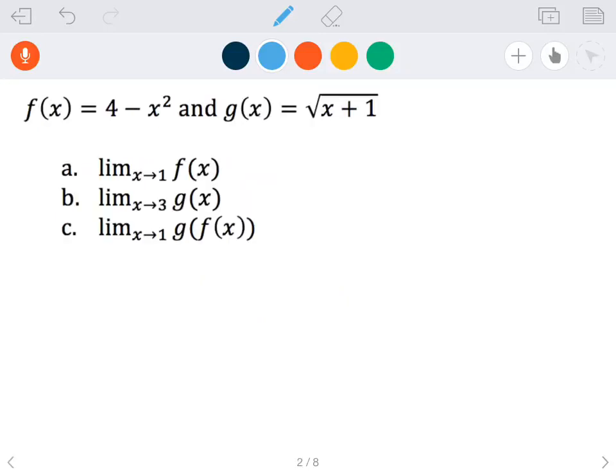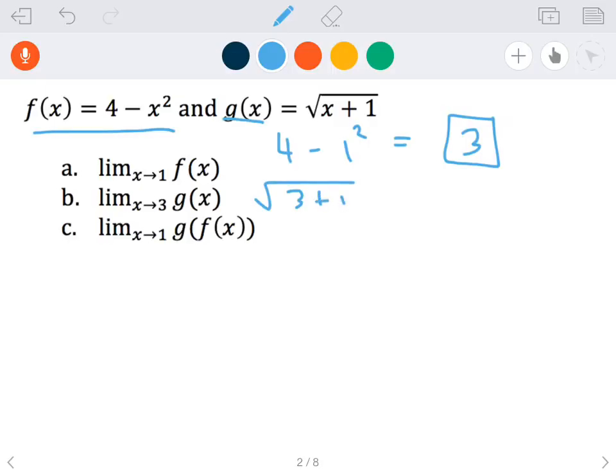So let's look at another example. This is one with the composite function. See that on C, where we've got g of f of x. But let's go through them one at a time here. On A, it says the limit as x approaches 1 of f of x. So I'm looking at f of x, and I'm just going to plug in 1. 4 minus 1 squared. 4 minus 1 is 3. Done. Going on to part B, the limit as x approaches 3 of g of x. So I'm going to plug in 3, get the square root of 3 plus 1, which is the square root of 4, which is 2.